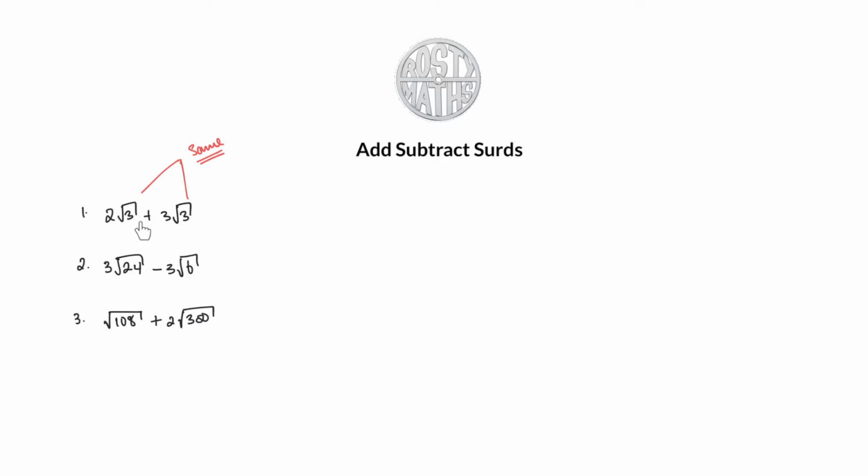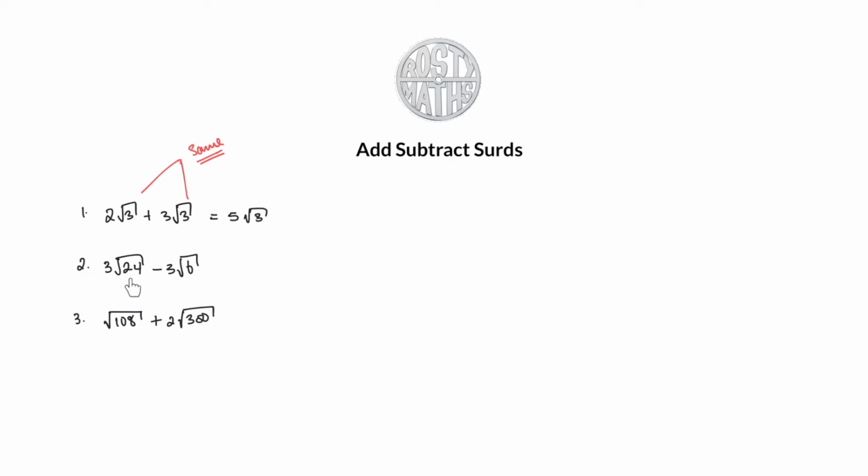These two are the same because they're both root 3s. So I've got 2 lots of root 3 here, added to 3 lots of root 3 there. So altogether, I have got 5 lots of root 3. And just like that, this is finished. That one is literally just done. Okay, so altogether I've got 5 because I'm adding here.